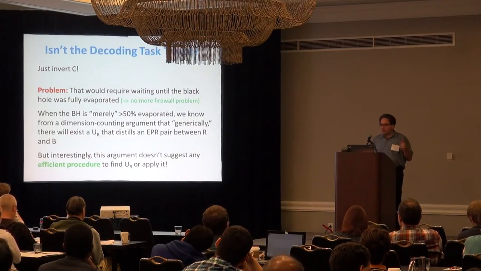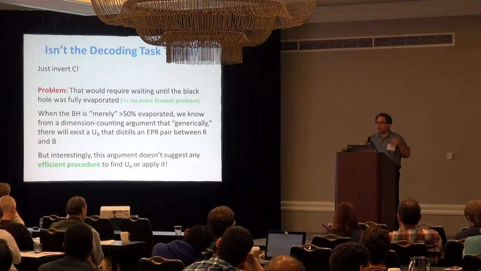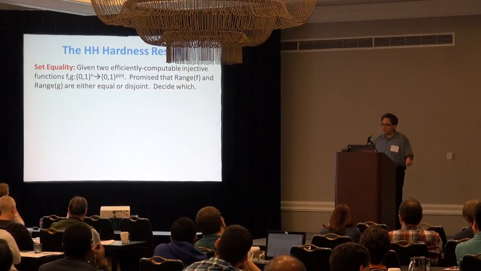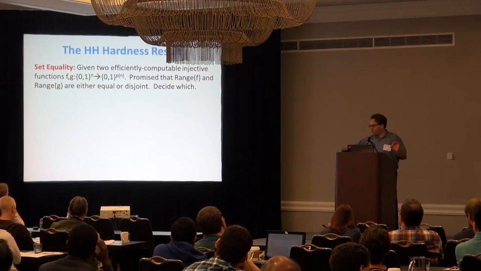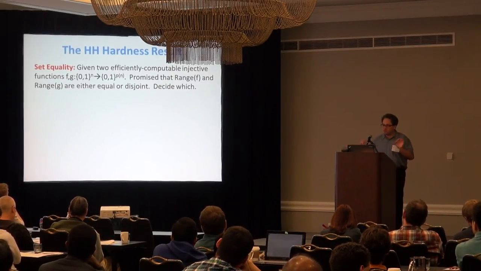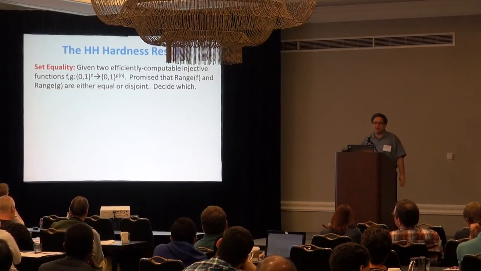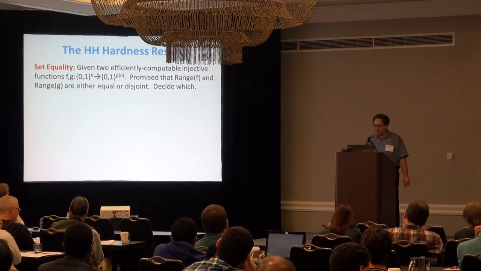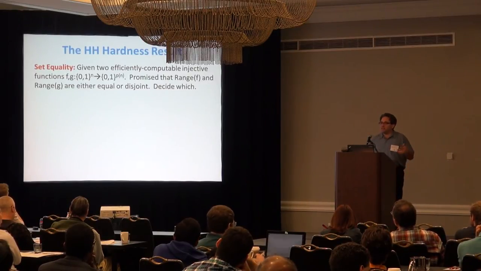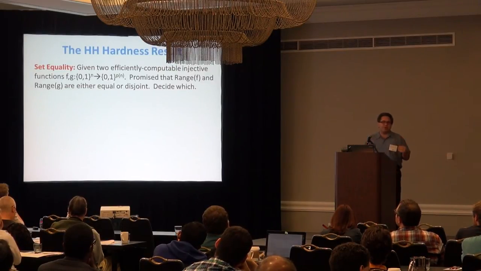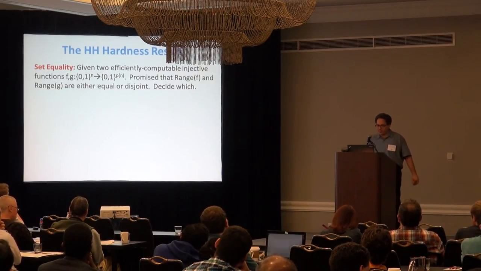But Harlow and Hayden were not content to stop there. They wanted to give a reduction, better evidence that this problem actually is hard. This is not the way that they stated their result, but it's the way that I like to state it. We can state it in terms of a black box problem, such as set equality. There's a variant where F and G are oracles, and also a variant where F and G are efficiently computable. You can take either version that you like.